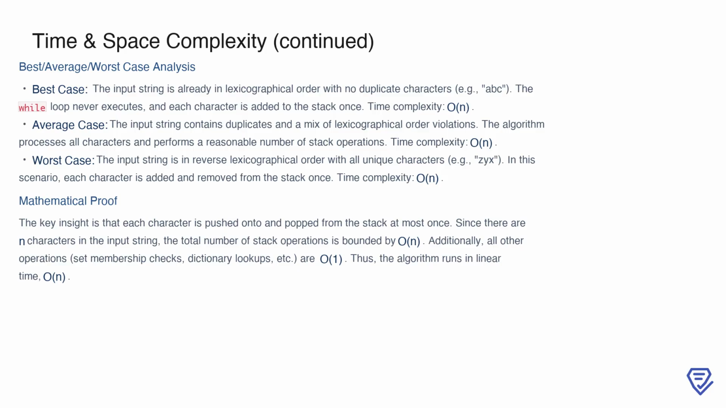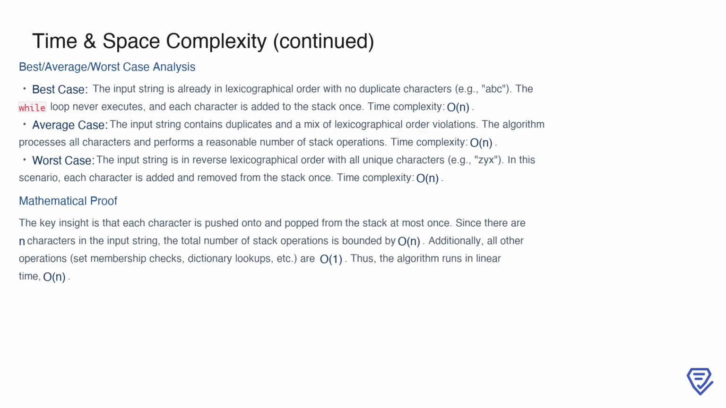For the average case, the input contains duplicates and some lexicographical order violations. While the algorithm processes all characters and performs a reasonable number of stack operations, the overall complexity remains O(n). In the worst case, the input string is in reverse lexicographical order with all unique characters, such as ZYX. In this scenario, each character is pushed onto the stack and later removed once, meaning every character is processed twice. Even then, the total time complexity is still O(n).